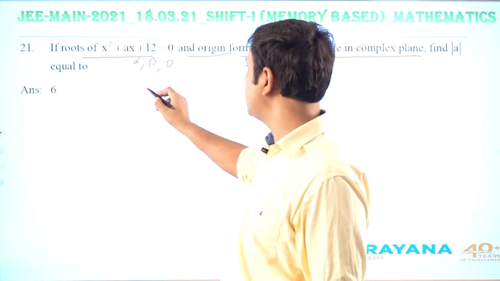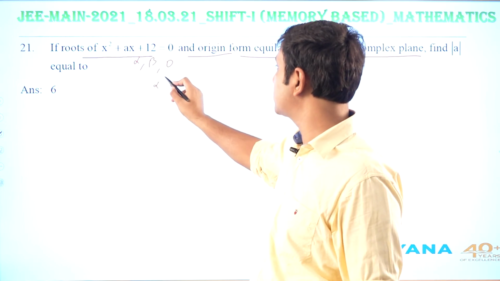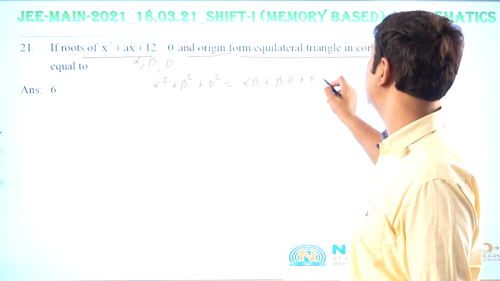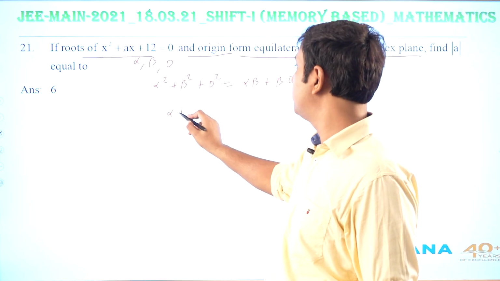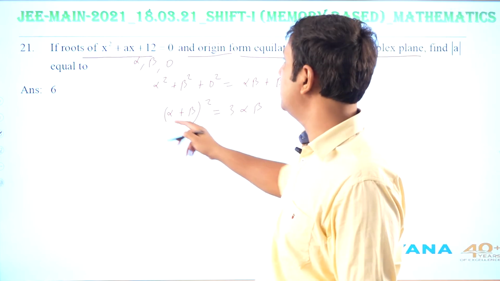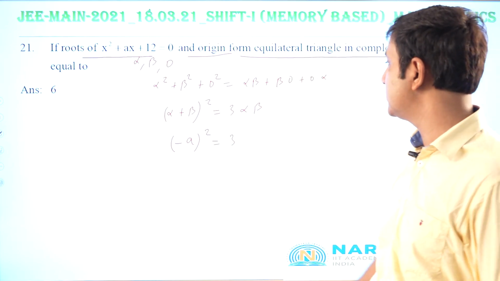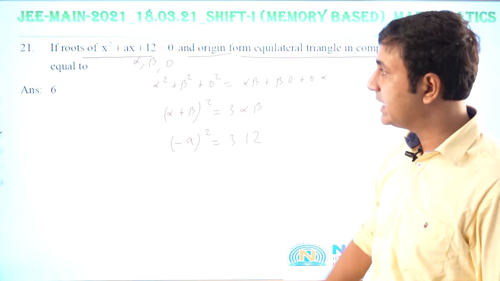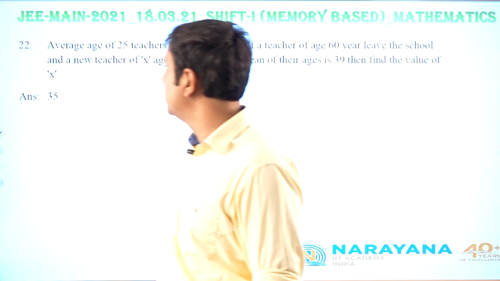So, we already know that when three complex numbers z1, z2, z3 form an equilateral triangle, then summation z1 square is same as summation z1 z2, which means alpha square plus beta square plus 0 square will be equal to alpha beta plus beta into 0 plus 0 into alpha, which is same as alpha square plus beta square should be equal to alpha beta. Now, adding 2 alpha beta on both sides, we will get (alpha plus beta) whole square is equal to 3 alpha beta. Now, alpha plus beta is minus a, so (minus a) whole square is 3 into alpha beta, which is 12. Now, from here we know a square is 36, a must be 6 or minus 6. We have to find mod of a, which will be 6. We will mark that. We will move on to the next question.